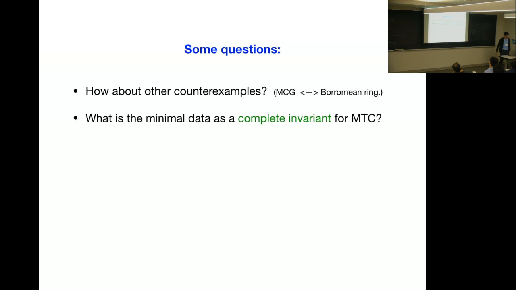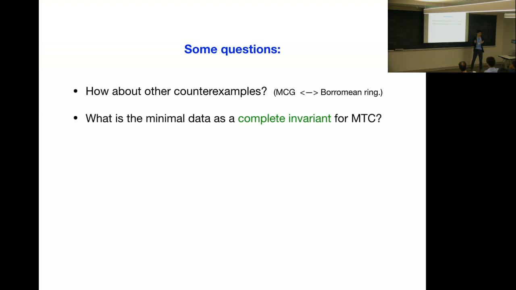That's it. I think there are some other questions that I want to mention before I finish. In this work, I only check the simplest counterexample. There is a family of counterexamples which I am not able to do. The Hilbert space is too large. So there is a question I want to ask. What is the minimal data for the complete environment? This is an open question for me.